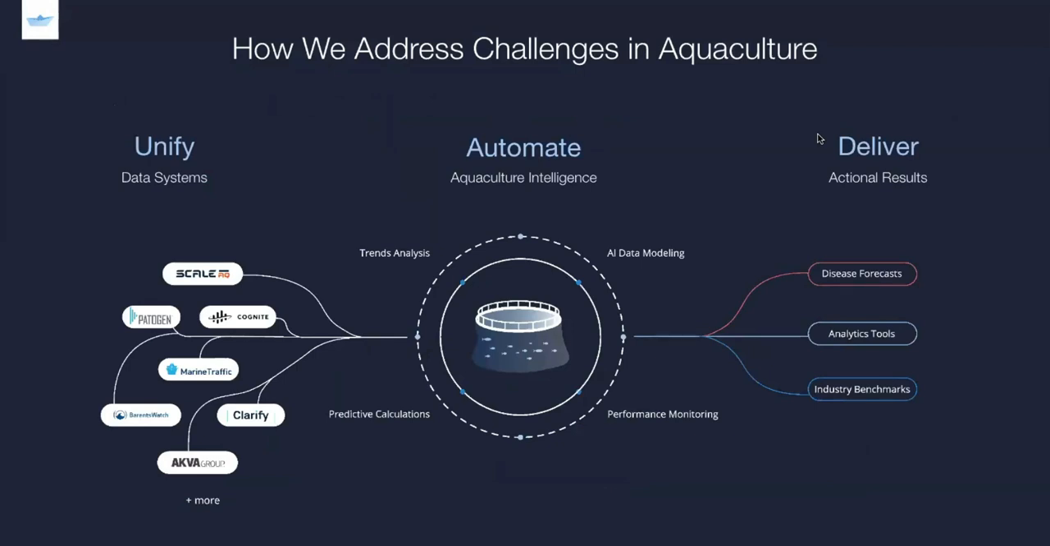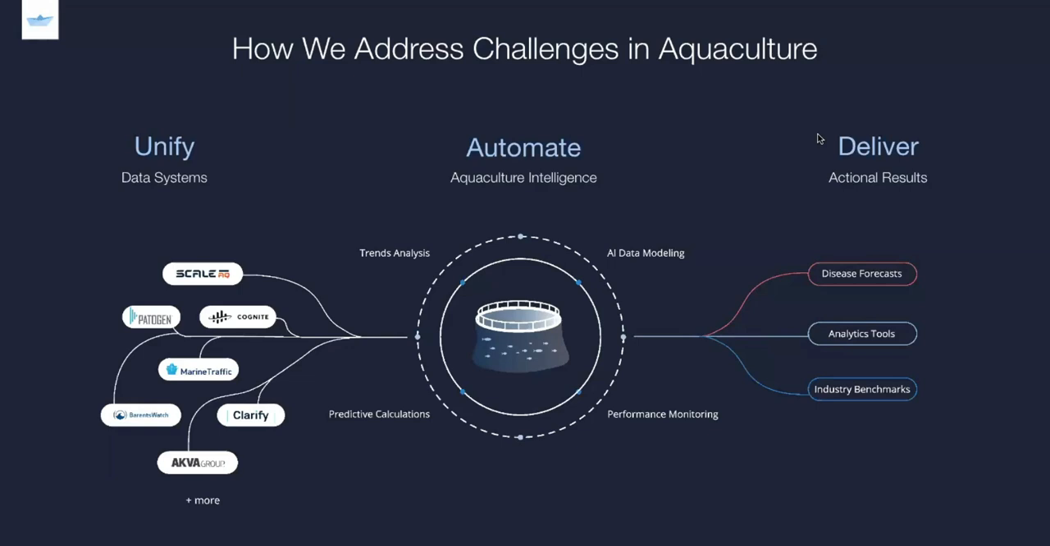Most of the people on this call, I assume, are in the agricultural space. You're familiar with the data that is collected throughout different organizations. What we saw in salmon in Norway was a large amount of information that just needed to be brought together. So that's what we do.